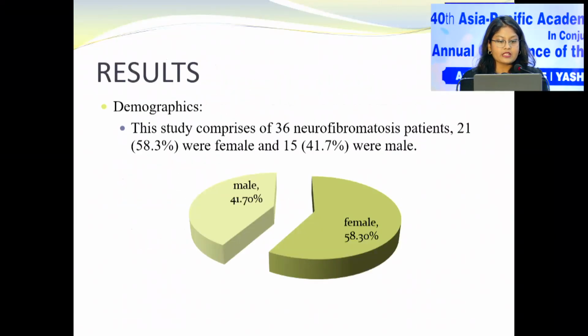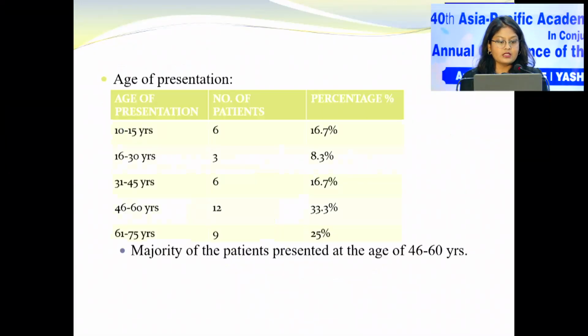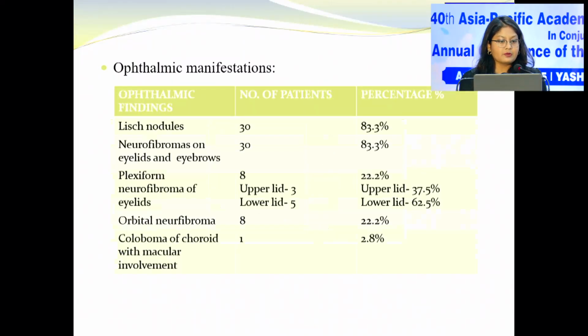Results. My study included 36 NF patients, 21 were female and 15 were male. Age of presentation. This chart depicts the age of presentation. The majority of patients presented at the age of 46 to 60 years. This is a chart depicting the ophthalmic manifestations noted.